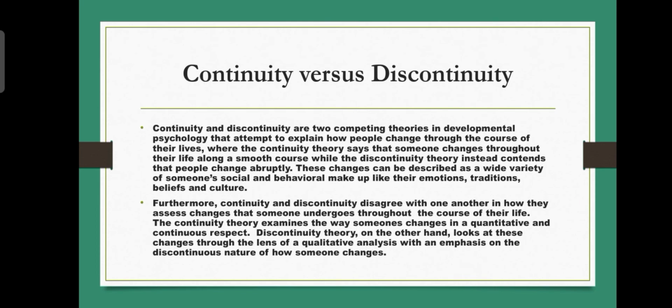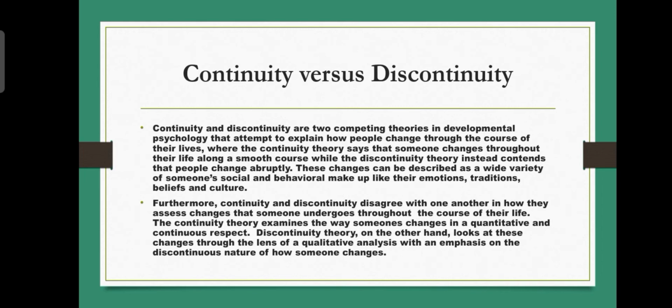Next, continuity versus discontinuity. The continuity view says that change is gradual. Children become more skillful in thinking, talking, or acting much the same way as they get taller. The discontinuity view sees development as more abrupt, a succession of changes that produce different behaviors in different age-specific life periods called stages.